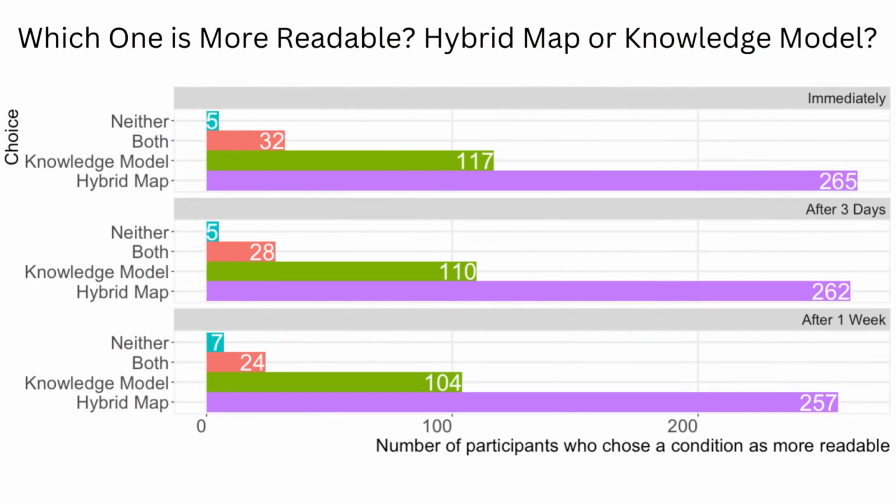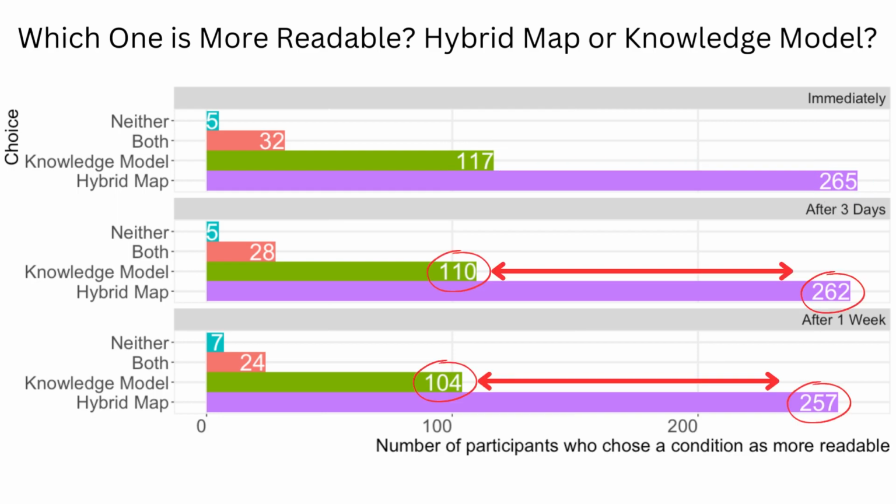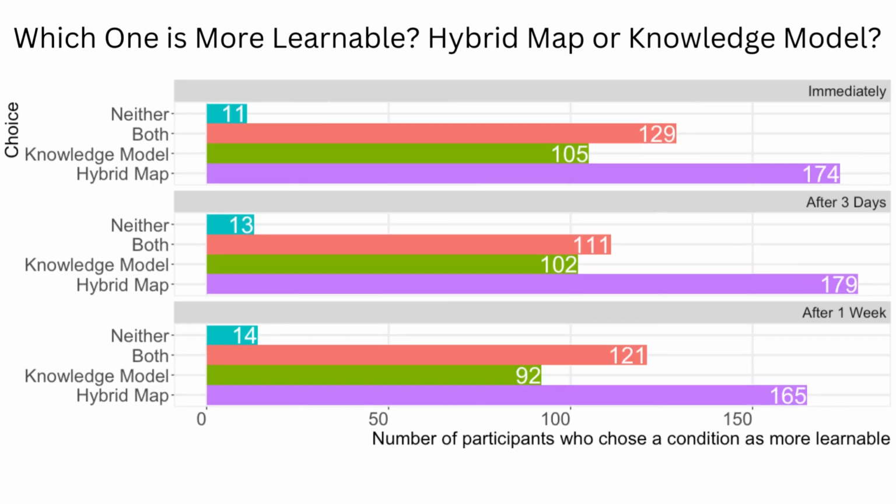Figure 6 illustrates that immediately after reading the 2 passages, 265 participants chose hybrid maps and 117 chose knowledge models as easier to read. Our exact binomial test significantly rejects the null hypothesis of an even split in preferences. Results were similar 3 and 7 days later. Similarly, as seen in Figure 7, in all 3 sessions, participants found hybrid maps more helpful for their academic learning than knowledge models.